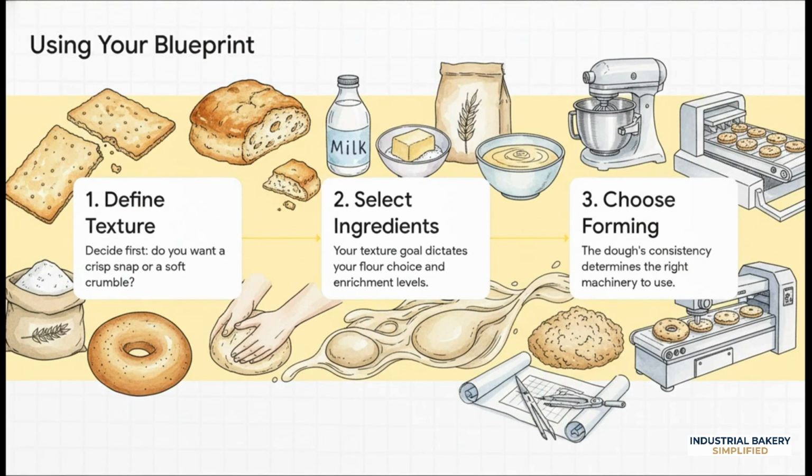It honestly just boils down to this simple three-step process. First, you have to define the final texture you're shooting for. That decision immediately tells you what kind of ingredients you're going to need. And those ingredients create a dough with very specific properties, which then tells you the right machinery you need to form it. From a simple idea to a finished product, the blueprint is your guide.